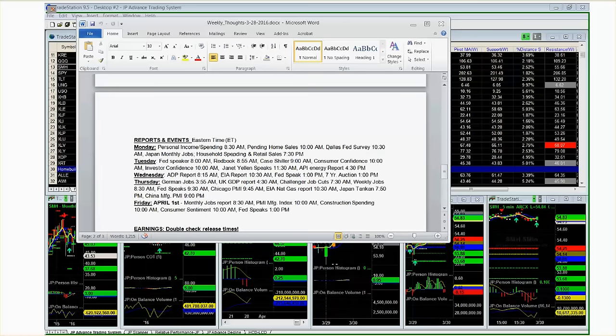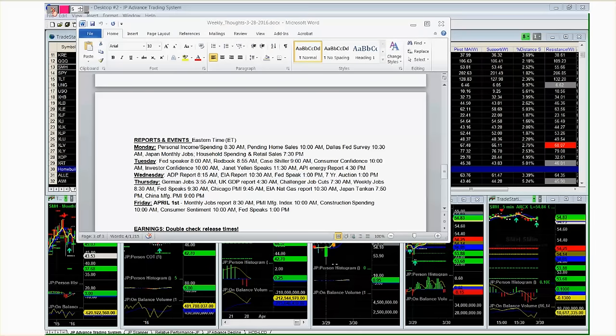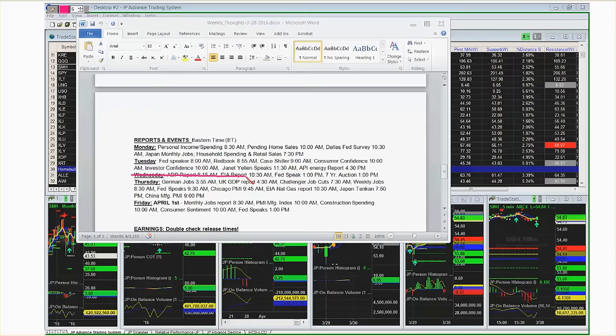So as we look ahead, we've got Janet Yellen today out of the way. We've got a Fed speaker tomorrow. You've got to be kidding me. I think everyone's going to wake up tomorrow and figure out no one's really going to care about a seven-year auction. German jobs might be important. GDP for the UK might be a little bit important. And maybe you've got the Japan Tankan survey. That's a major economic report for them. It'll come out Thursday.